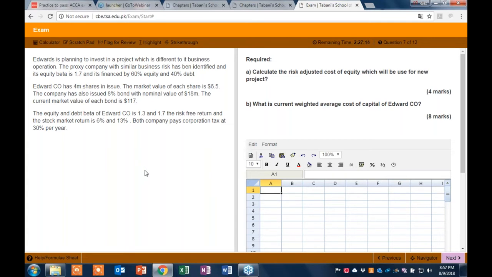On your screens, you have a question. Just calculate the risk adjusted cost of equity. And in yesterday's session, we discussed a formula for calculating equity beta and asset beta, if you remember. So use that formula and calculate the cost of equity. You have 2 minutes to solve this question.